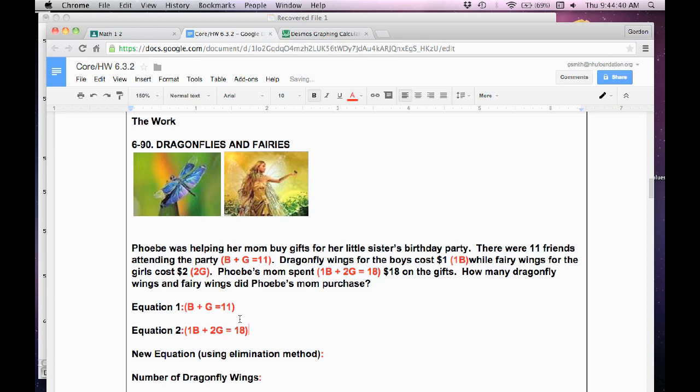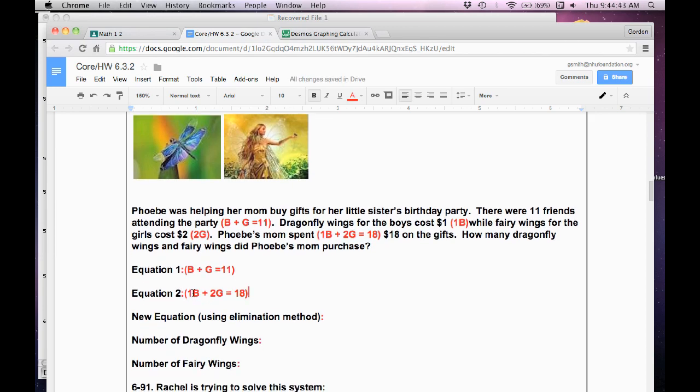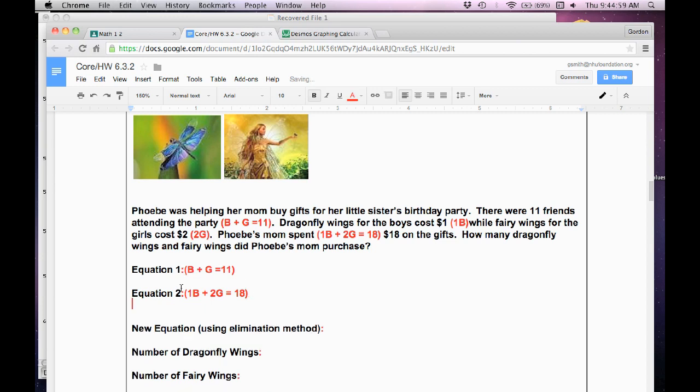And so, our new equation using the elimination method. Well, here we can't eliminate anything until we multiply one of these equations. So what I'm going to do is multiply the first equation by -1. The reason is I want to get a negative b to cancel against my positive b. So I'm going to multiply this entire equation by -1. So -1 times b is -1b. -1 times g is -1g. So that plus becomes a minus. And then it's equal to, and I'm multiplying the entire equation, always remember that, -11.